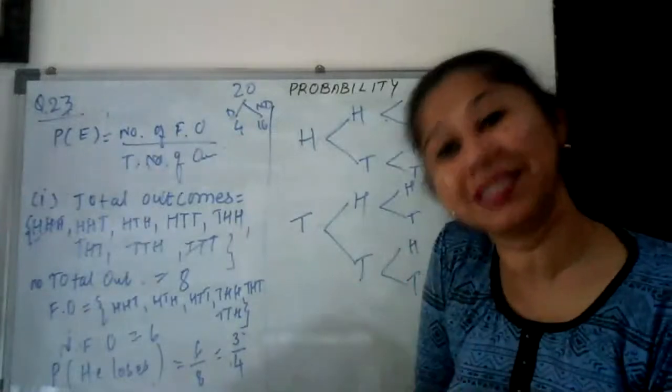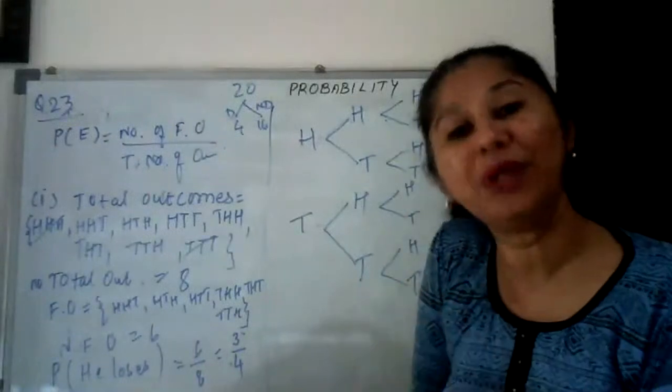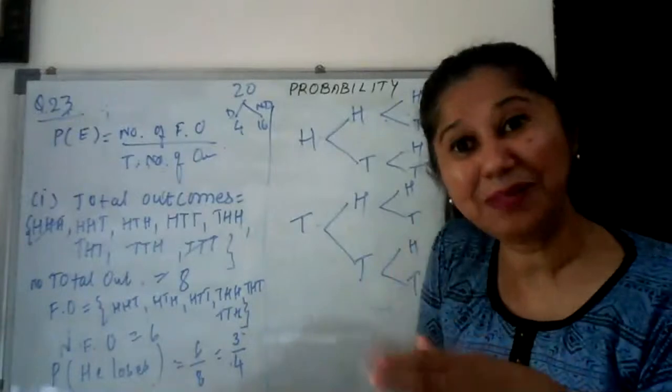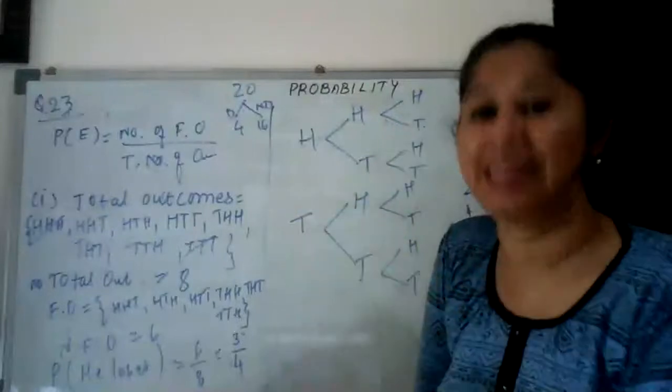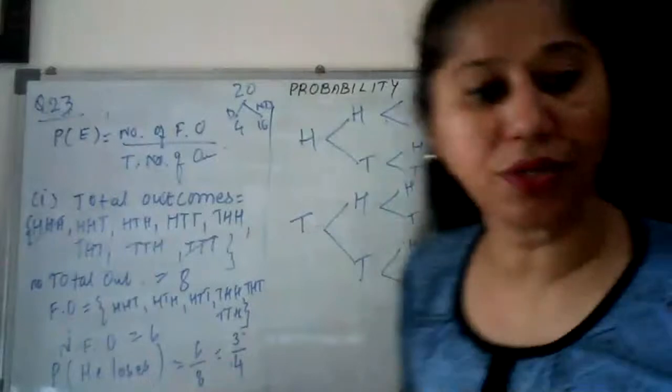So if somebody asks you with the same logic, that if there are 3 dice tossed, then how many total outcomes will be there? Can you imagine? Yes, 6 outcomes, 3 tossings, so 6 cubed, so it will be 216, right? So this is the logic that is followed. Let's move on to the next question.